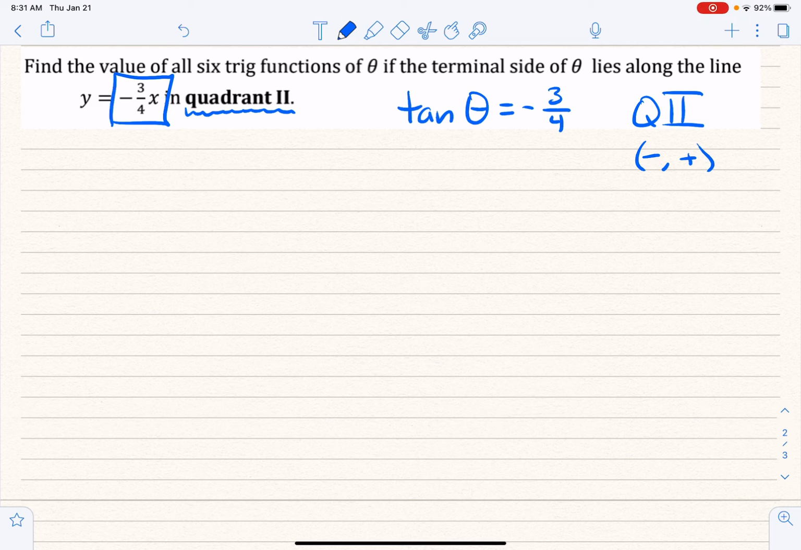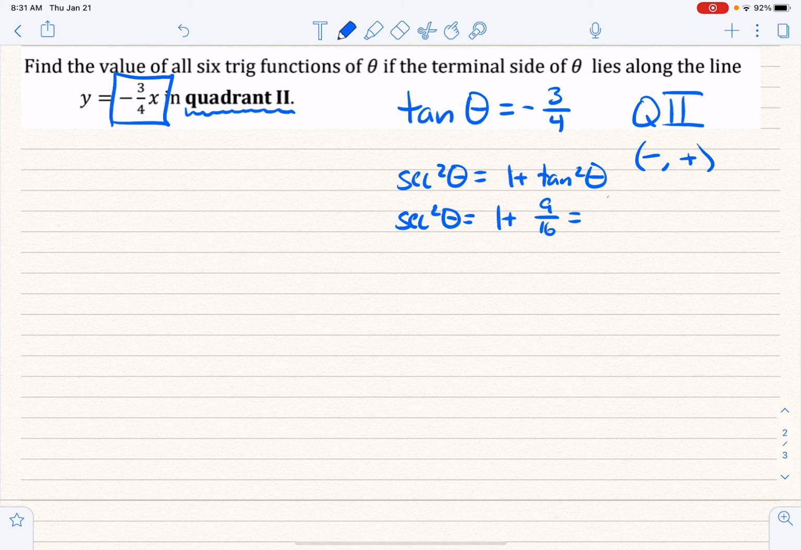And so let's think about this. If I've got tangent theta, well, from there I could say, well, just like we did before, we know that secant squared theta is equal to 1 plus tangent squared theta. So secant squared theta is equal to 1 plus square that, and you would get what, 9/16? 1 is 16/16 plus 9/16 would give me 27, sorry. Brain just kind of stopped working there for a second. 27/16, okay? And so therefore, secant theta is going to be the plus or minus square root of 27/16.